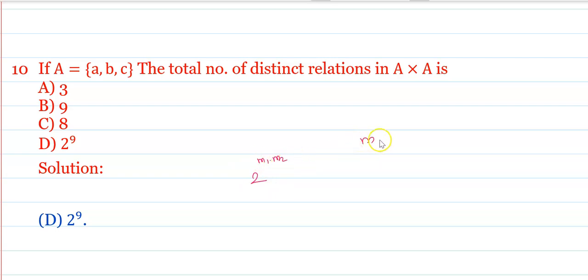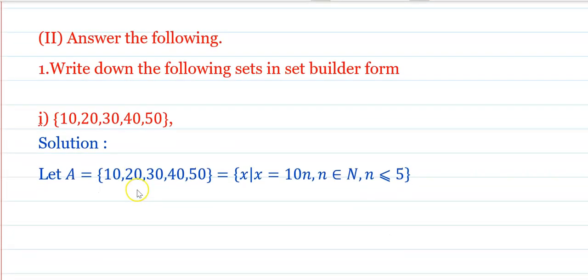m1 means the number of elements in A, and that is equal to 3. 3 into 3, that is 9. 2 raised to 9, and hence the total number of distinct relations in A cross A is 2 raised to 9. Okay. Now we will start question number 2.